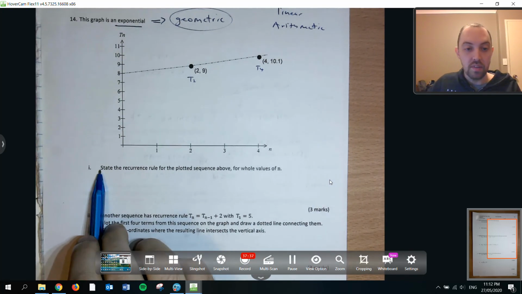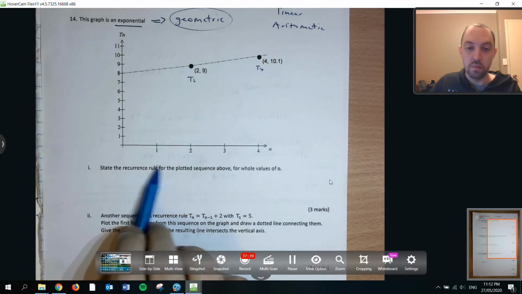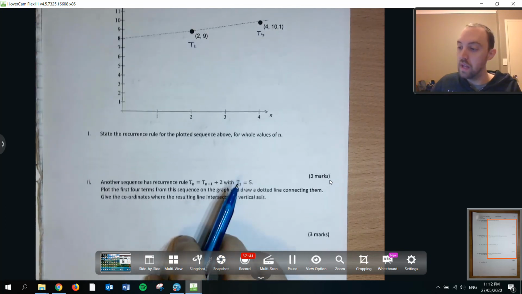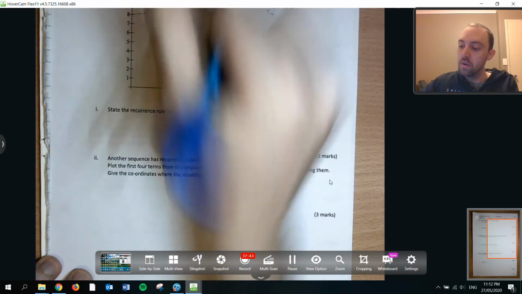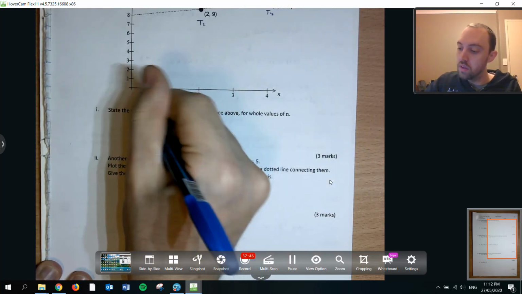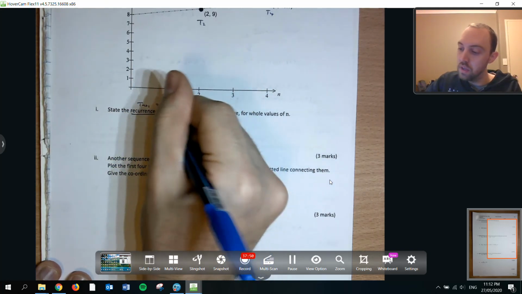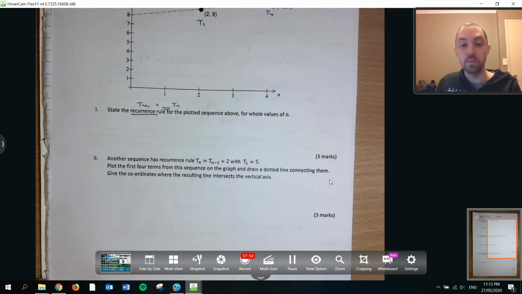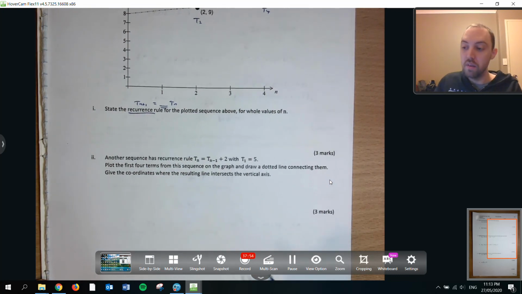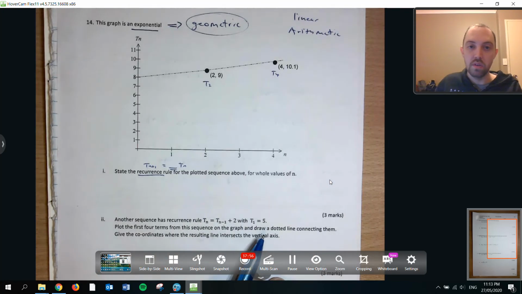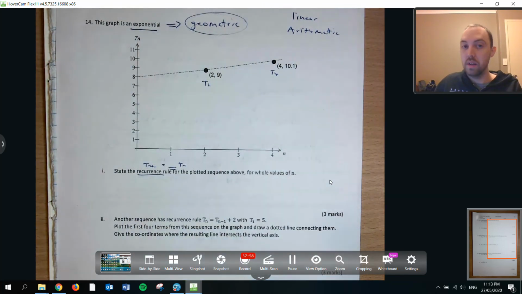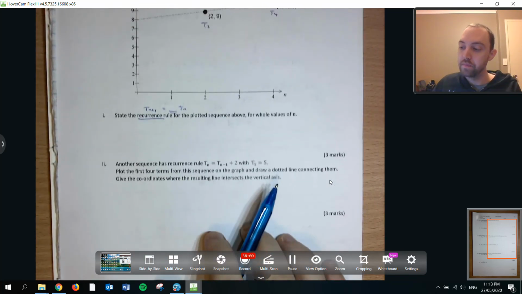Part 1, we're talking about stating the recurrence rule for the plotted sequence above for whole values of n. So if we're doing a recurrence rule, this is Tn plus 1 is equal to something times Tn. We need to know what this R value is before we can do it. And I know it's an R value because we already told it's an exponential, so it must be geometric. It must have a common ratio.